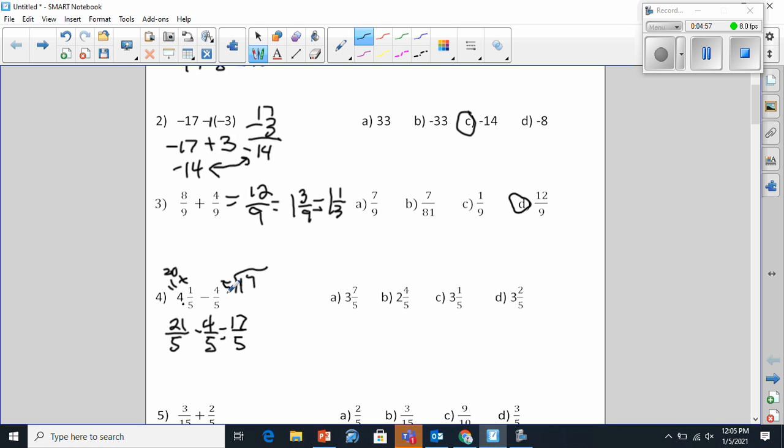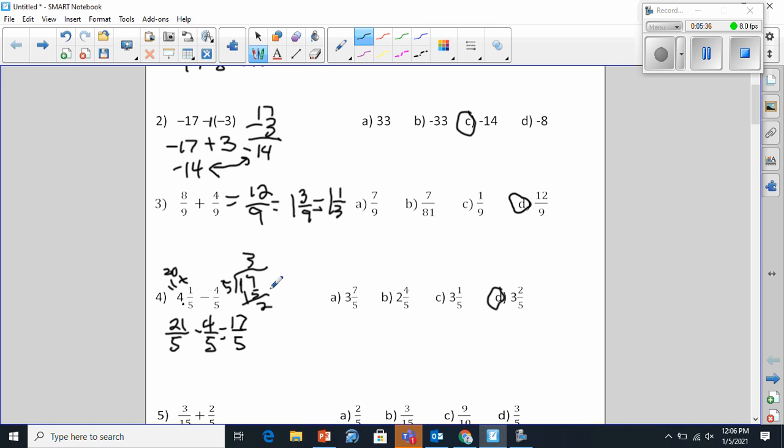let's see, we've got 5 goes into 17 3 times. That knocks it down to A, C, or D. With 3, let's see, that's 15. That's going to give us 2 left over, right? Let's see. So that will give me, with 2 left over, that's going to give me 3 and 2/5. So 3 and 2/5, D would be my correct answer.